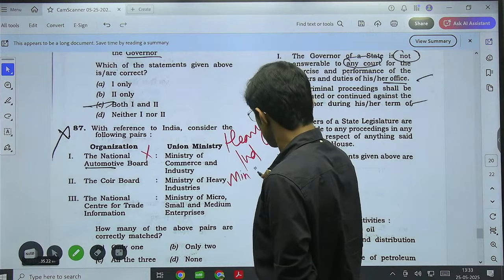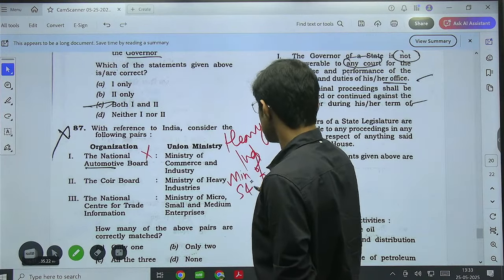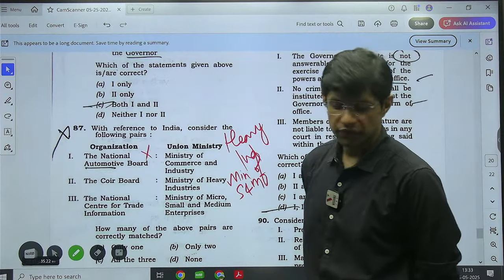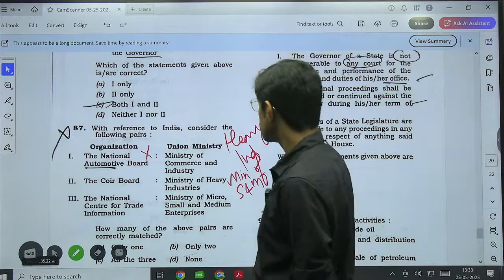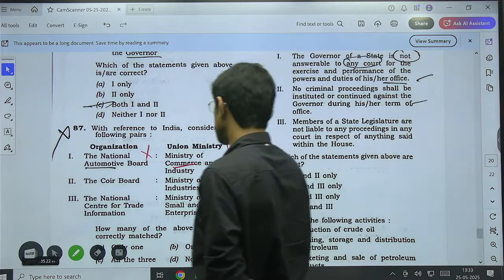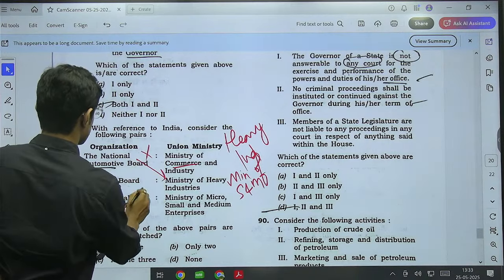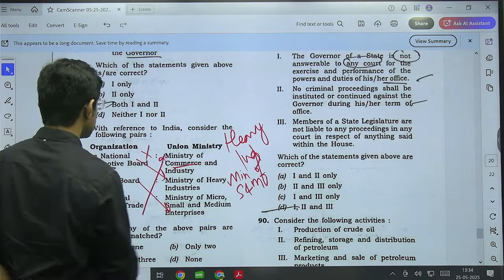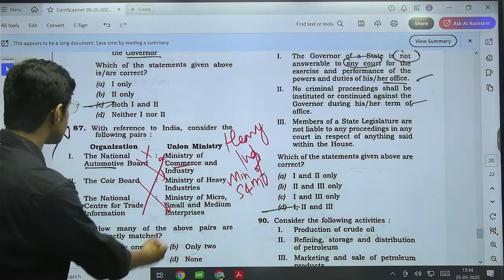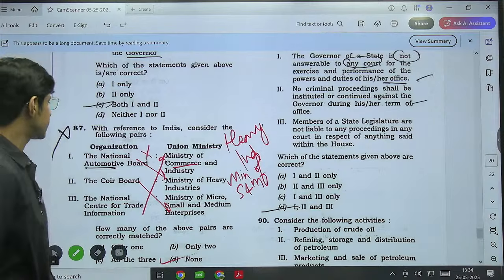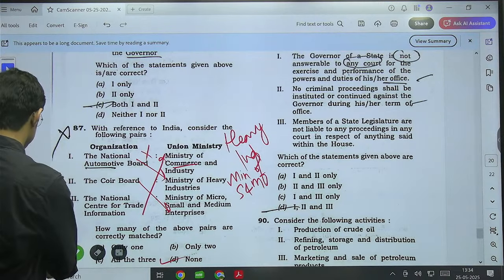Ministry of Small and Medium Enterprises. The next is National Center for Trade Information. It comes under Ministry of Commerce and Industry. So this is how it should be. So how many of the above pairs are correctly matched? None, which means option D is the correct answer for question number 87.